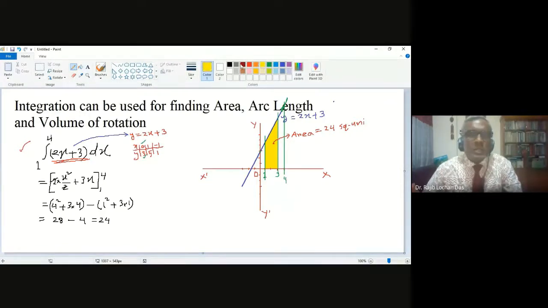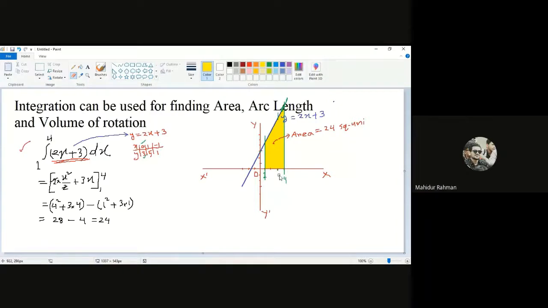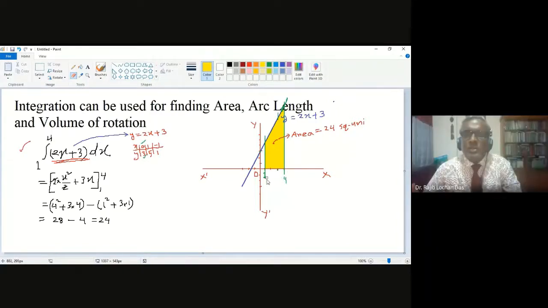Okay, so this is correct. It should be 1, 2, 4. So we are now getting the thing like this. Okay, is that okay now? The left side boundary is 1 and right side boundary is 4 because it is given in the question. 1, 2, 4. So this area, the yellow area, will be 24 square unit.